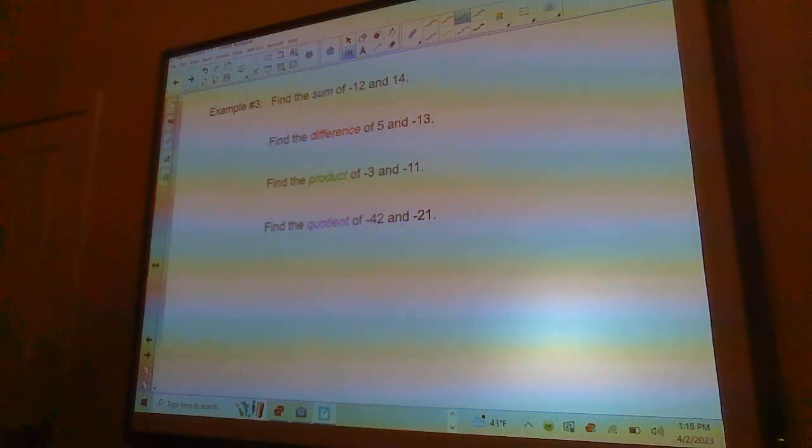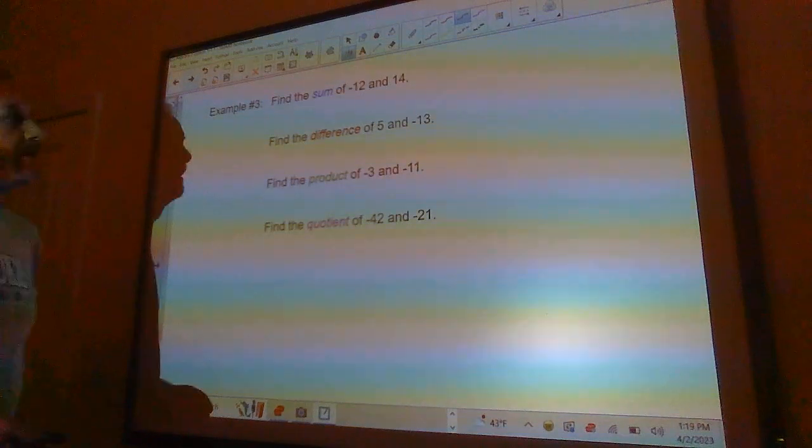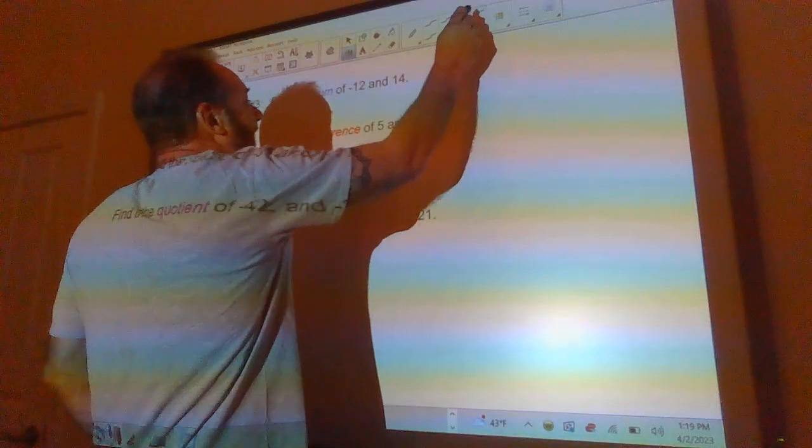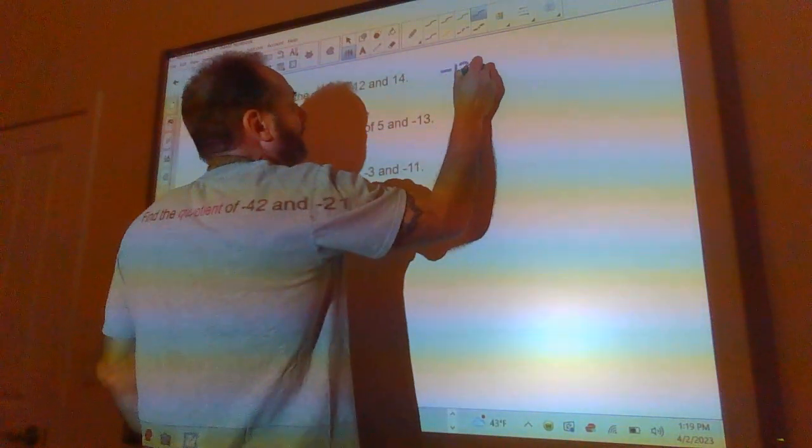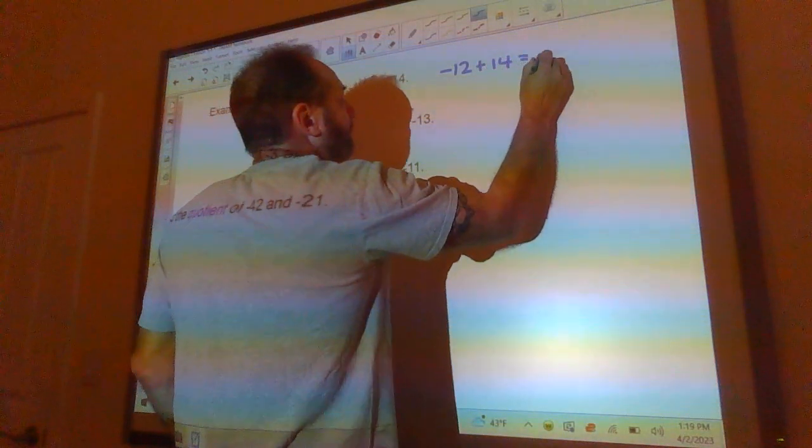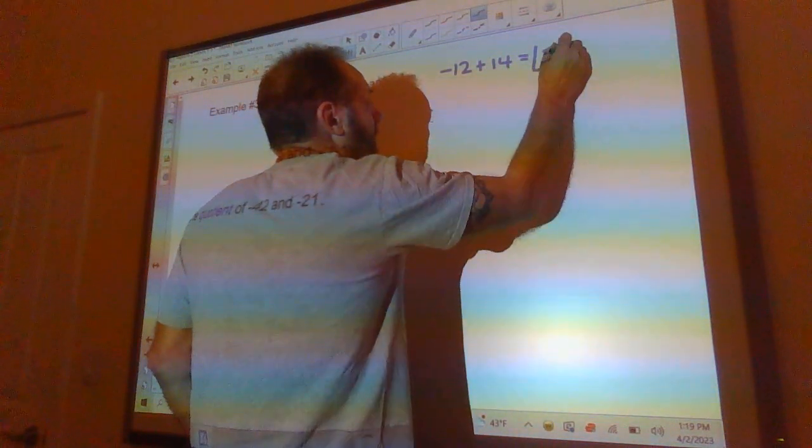All right, so we got an example here. Find the sum of negative 12 and 14. Okay, remember sum means to add. So negative 12 plus 14 should be 2.